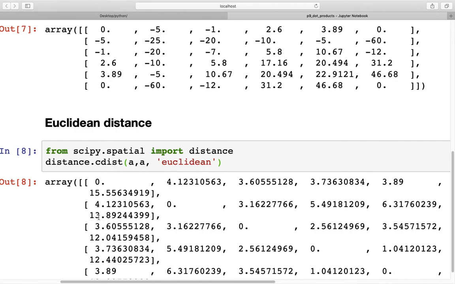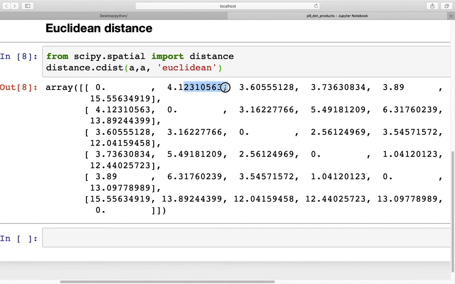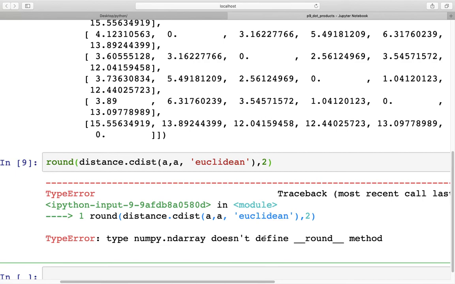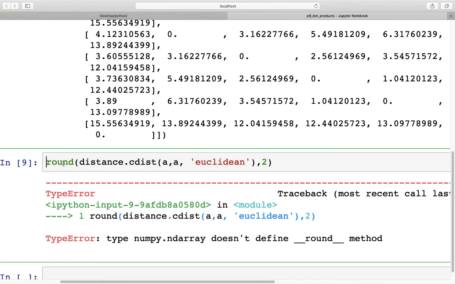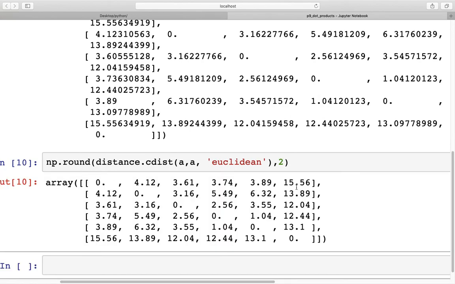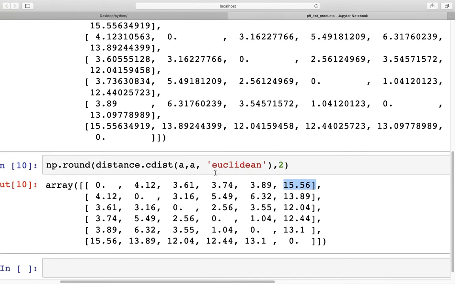And there you go. Now here there are a lot of decimal places, so we can round them off. To do that, write round, comma 2, and that will round it to 2 decimal places. Sorry, this should be np.round. Okay, and there we see the 15.6 that we saw earlier in the slides.